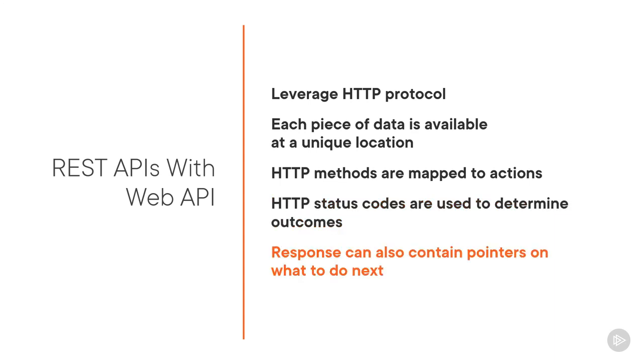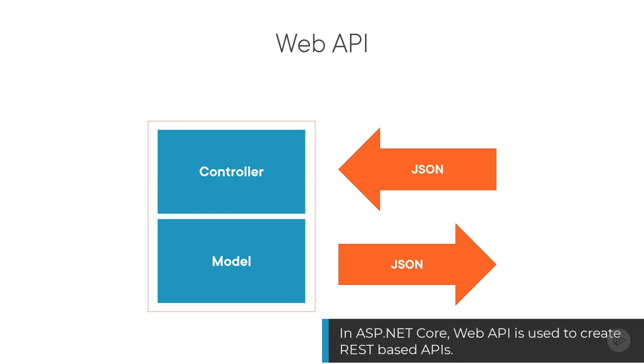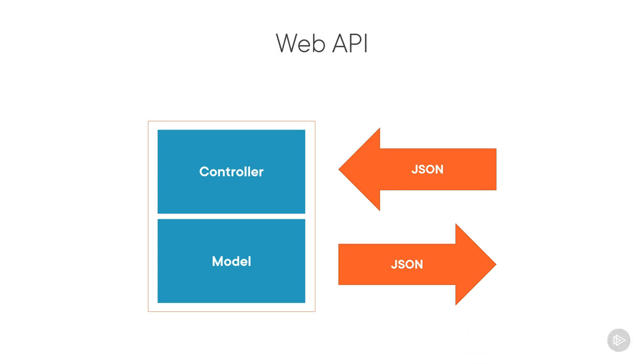Responses can also contain pointers in the form of URLs with suggestions on what to do next. When a new product is introduced with a post, the response could contain the URL on which to find the new product, for example. Web API can support other formats, but in the vast majority of cases, JSON will be used as a serialization format. This is also the default.